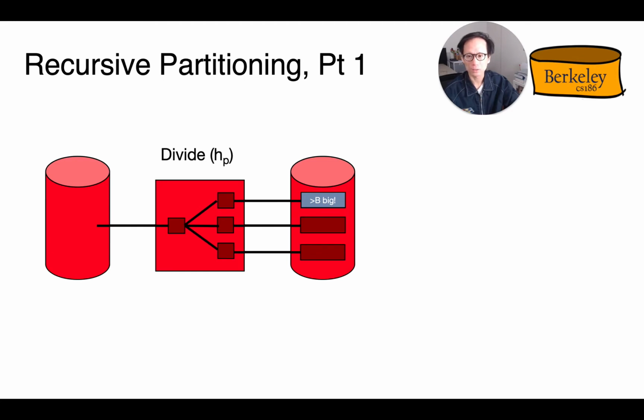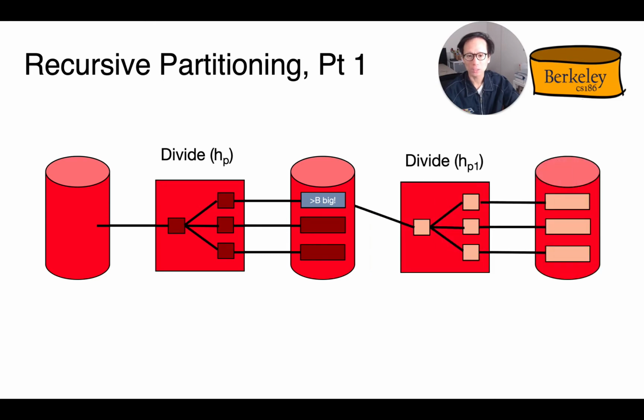Again, it is important to do this with a new hash function h sub p1 that is independent of h sub p, as otherwise all the tuples would end up in the same partition again. Here with h sub p1, we scatter those tuples across different partitions.